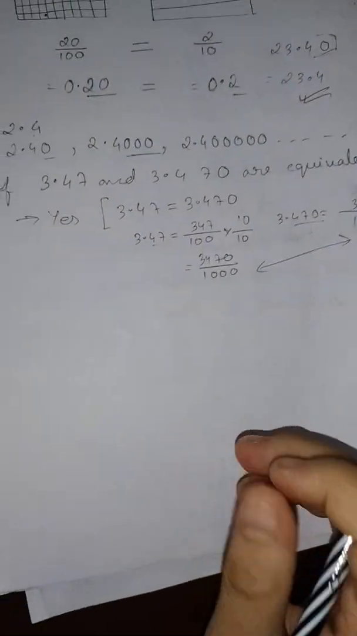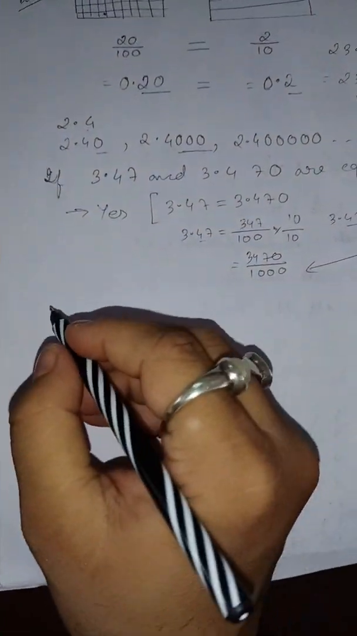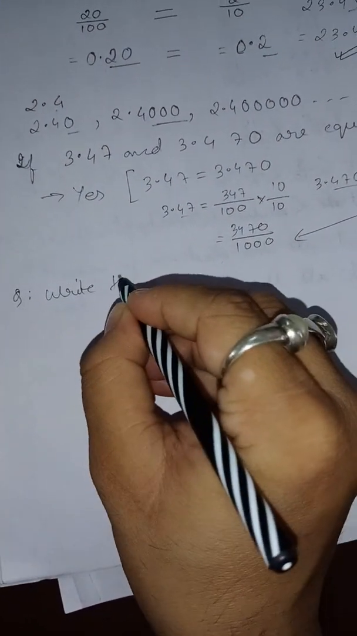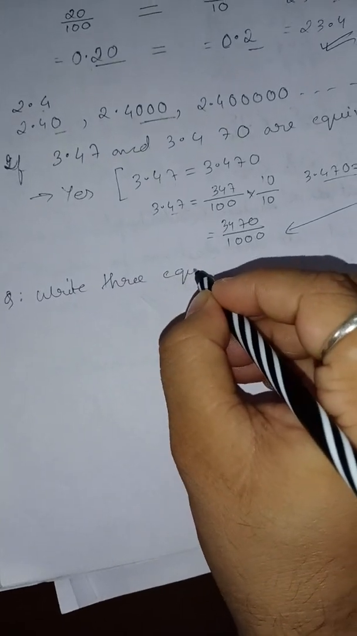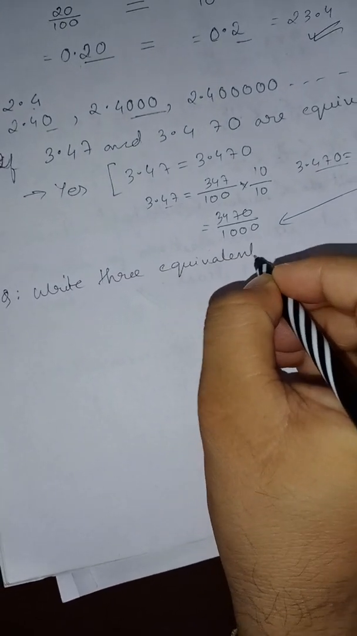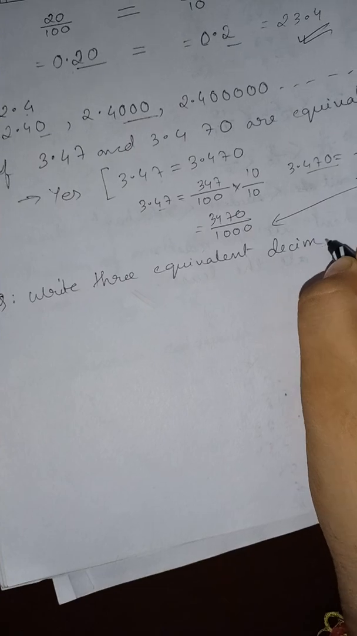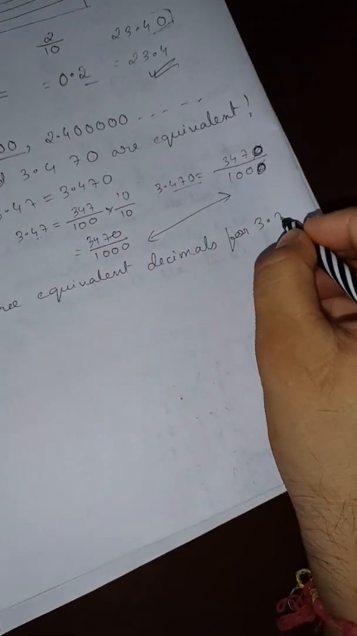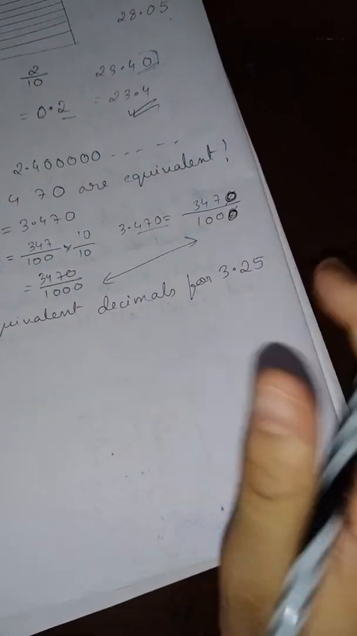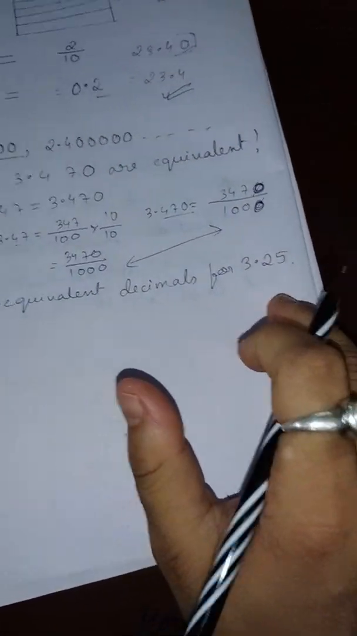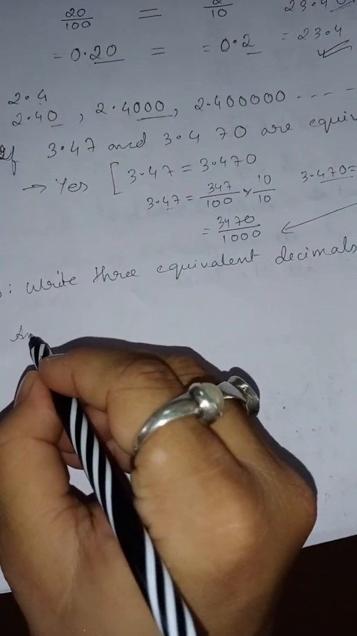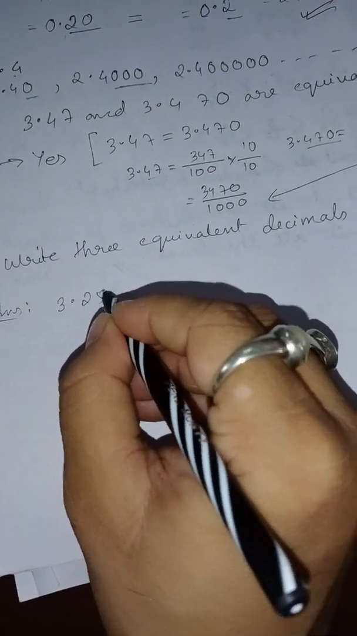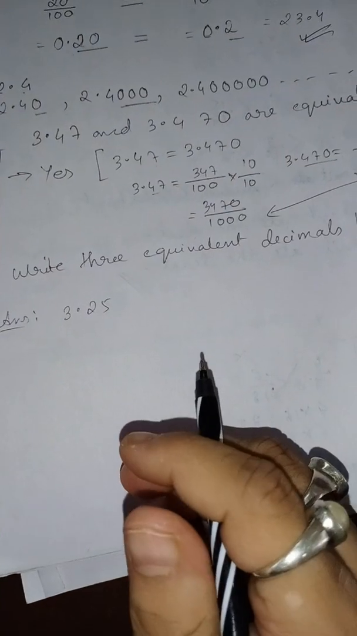Okay, so if I ask you a question: write 3 equivalent decimals for 3.25, this is the decimal number I have given. You have to write 3 equivalent decimals. So the answer will be, the number was 3.25, I need 3 equivalent decimals.